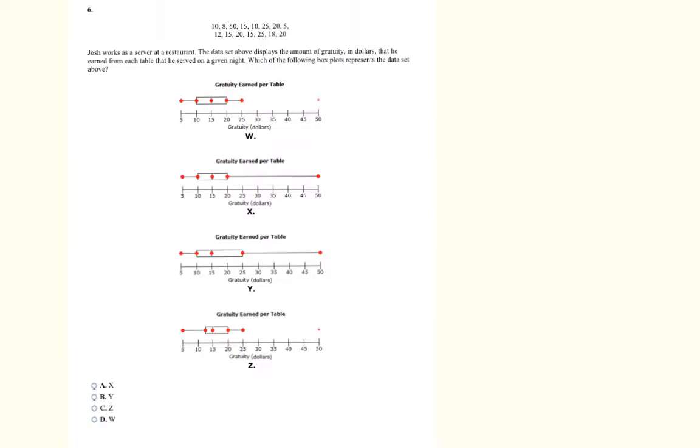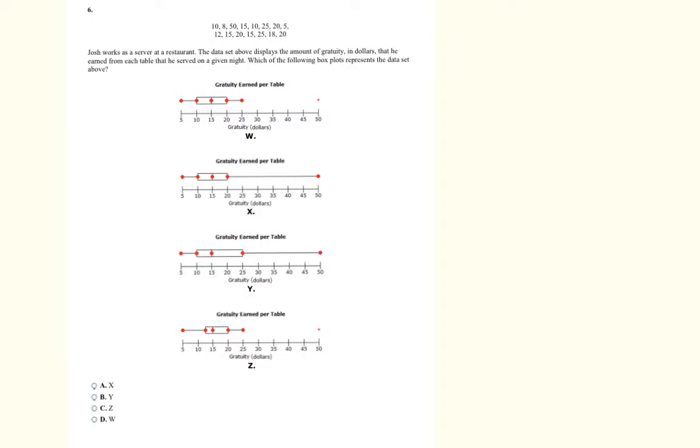This next question says, Josh is a server at a restaurant. The data above displays the amount of gratuity or tip in dollars that he earned from each table that he served on a given night. Which of the following box plots represents the data set above? So we're going to have to go ahead and calculate the lower extreme, the lower quartile, the median, the upper quartile, and the upper extreme.